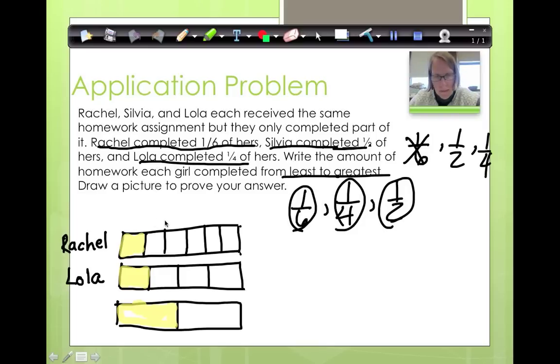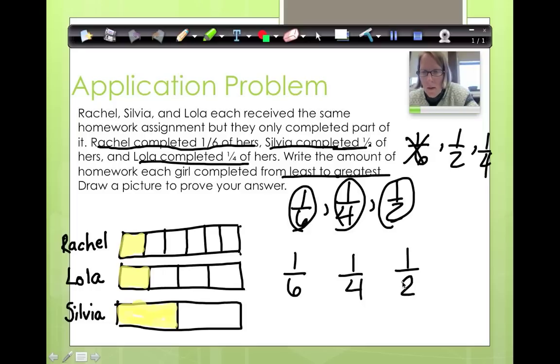I lost my mouse. There we go. Okay, and who had this one? Sylvia had this one. Okay, so did we just show? Now, another way we can write them when we put them in order is like this. Go ahead and copy this. So, which one's greater than or less than? 1/6 is less than 1/4. 1/4 is less than 1/2. So we can put just like that.